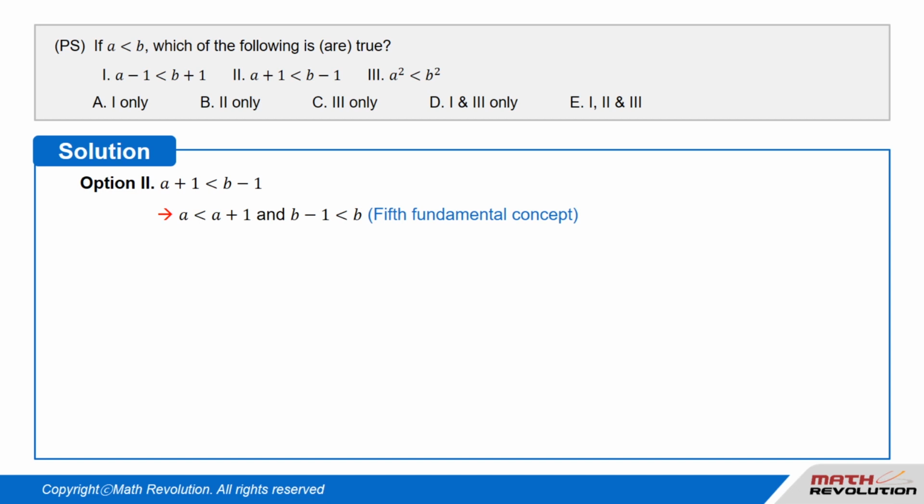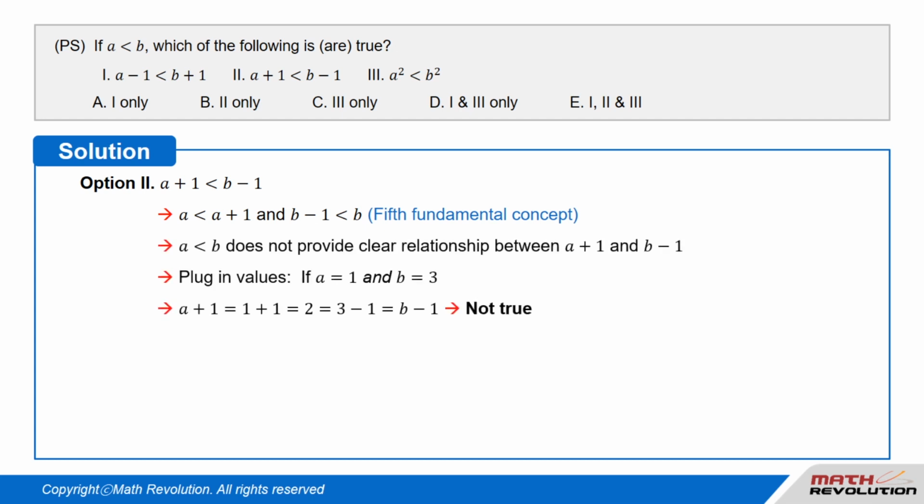Option 2. A plus 1 is less than B minus 1. Using the fifth fundamental concept, we can write A is less than A plus 1 and B minus 1 is less than B. However, A is less than B does not give us a clear relationship between A plus 1 and B minus 1. Let us substitute the values of A and B to get an answer. When A equals 1 and B equals 3, A plus 1 equals 1 plus 1, that equals 2, which also equals 3 minus 1, that equals B minus 1. And hence, this option is not true.